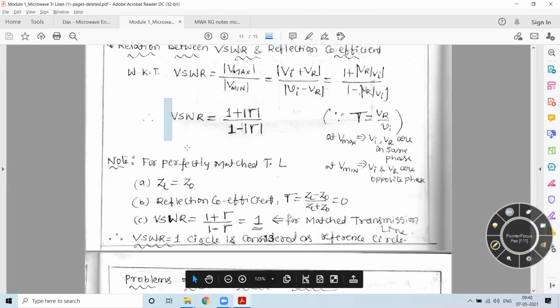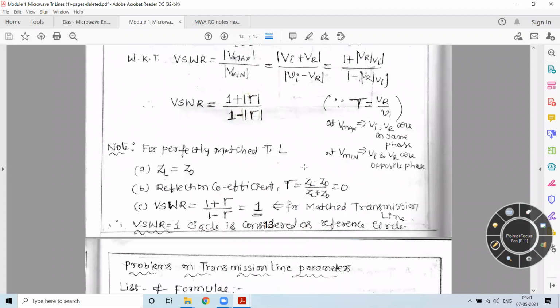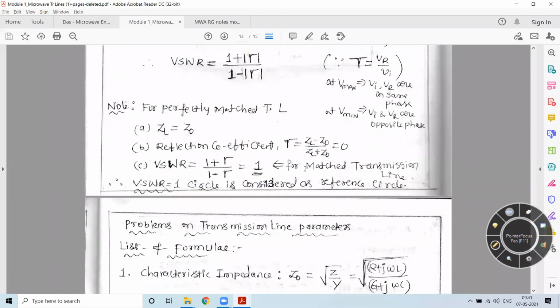Now, in terms of ZL and Z0 also, we can obtain VSWR. What you do is you take 1 plus the representation for the reflection coefficient, that is ZL minus Z0 divided by ZL plus Z0. In the denominator also you replace that parameter. When you replace that parameter and simplify it, you will get an equation in terms of ZL and Z0.